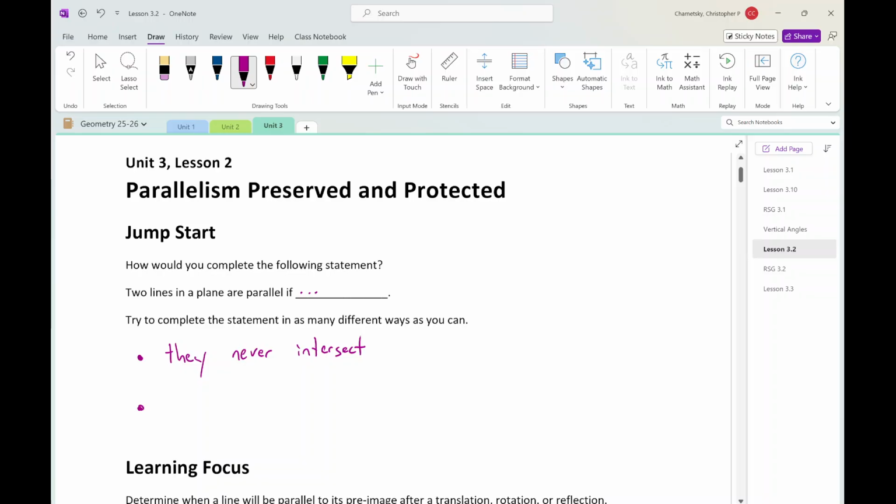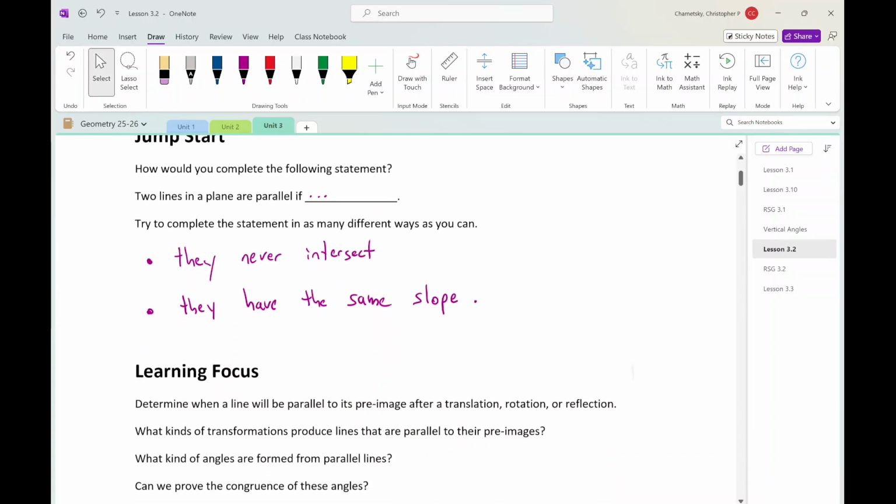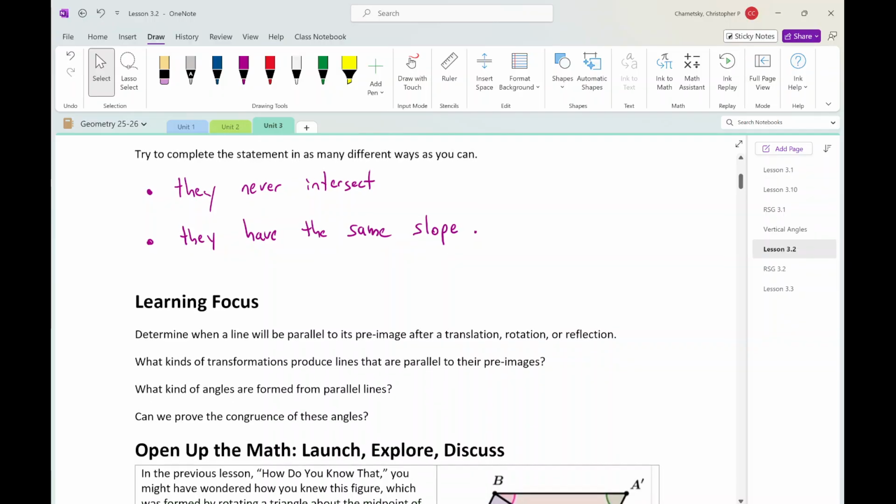The other thing that we could say is that two lines are parallel if they have the same slope. And parallel lines are going to be a big focus in this lesson. So the first thing we're going to look at is what happens to parallel lines after certain transformations. Do our segments stay parallel after a transformation, and for what kinds of transformations does that occur?